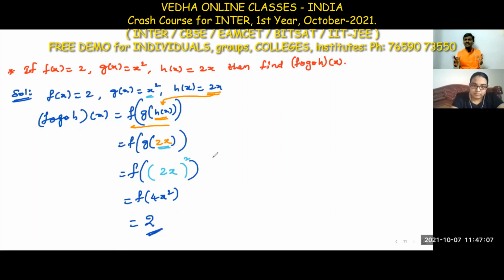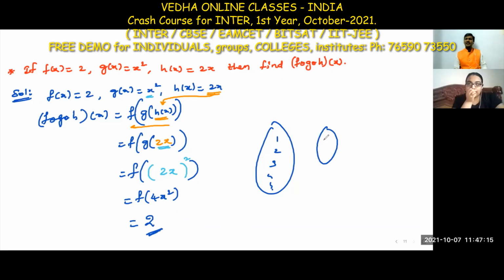Whatever elements we take here, 1, 2, 3, 4, 5, 6, whatever it is, the final answer is 2. That means all the elements are mapped to 2 only. This is a constant function. Whatever the number, the image is 2 only. This function is called a constant function. We have a single image. Understood?